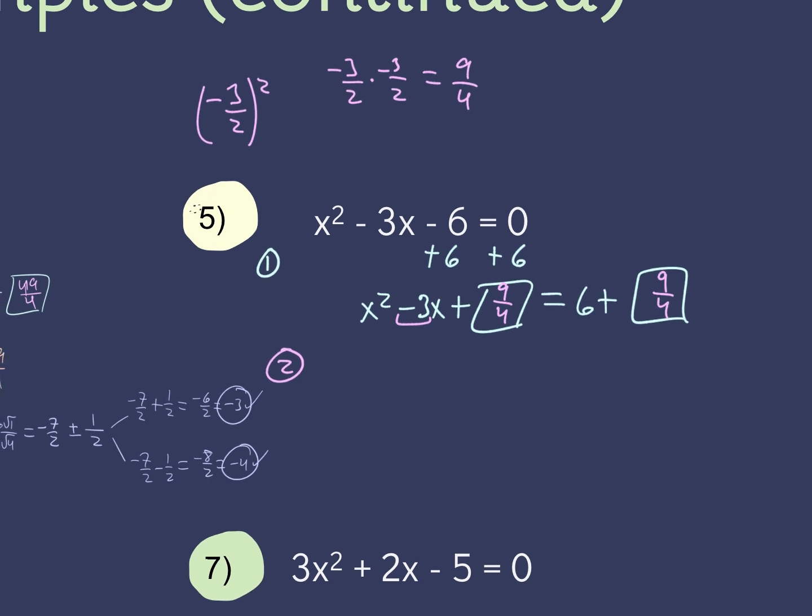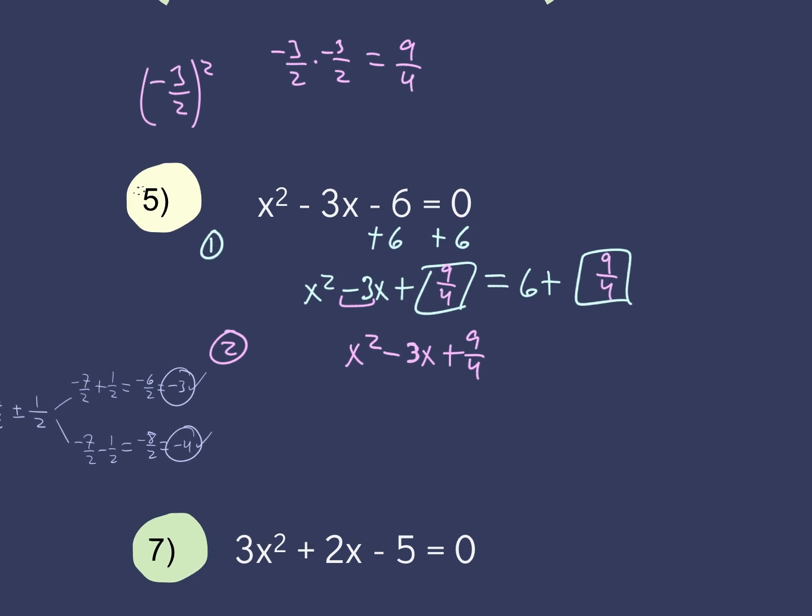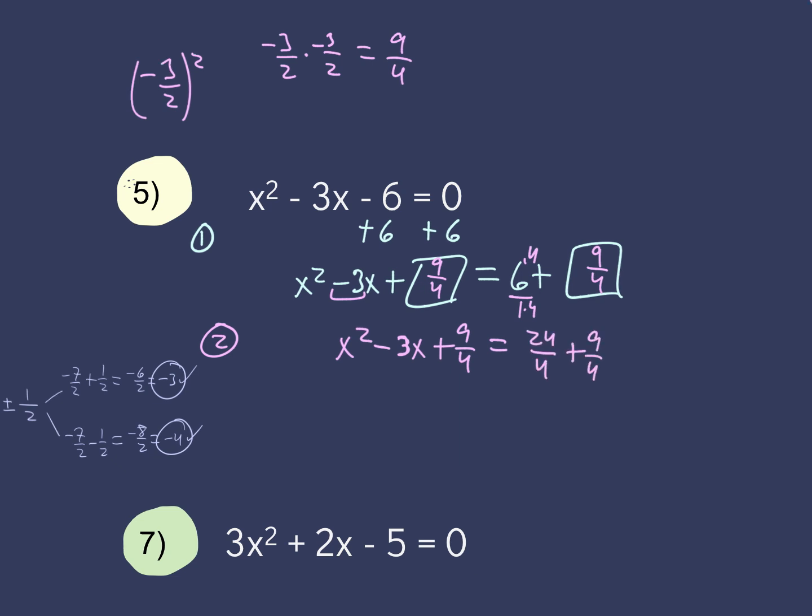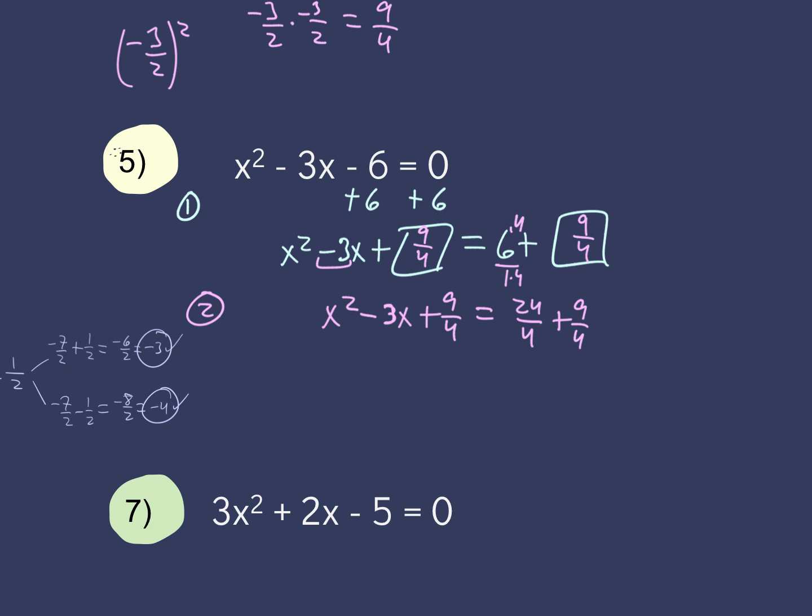All right, and then the third thing we want to do, or let me go ahead and write this out fully. We get x squared minus 3x plus 9 over 4, and then this equals 6 plus 9 over 4. We can write it under a 1 and then multiply the top and the bottom by 4. So we get 24 over 4 plus 9 over 4, right? And that gets you 33 over 4. But I'll write that in the next step.